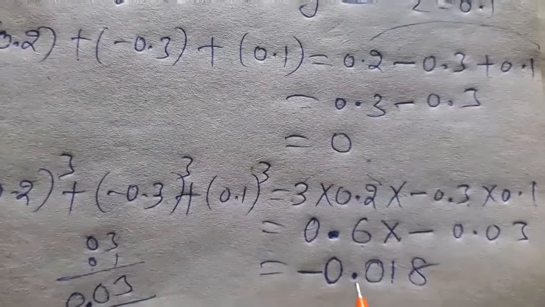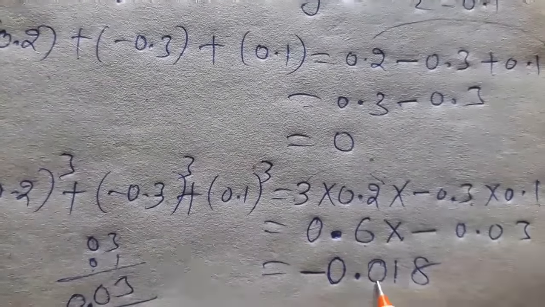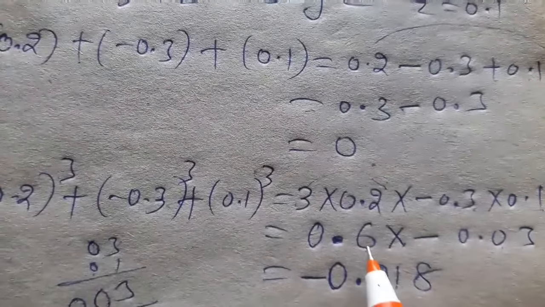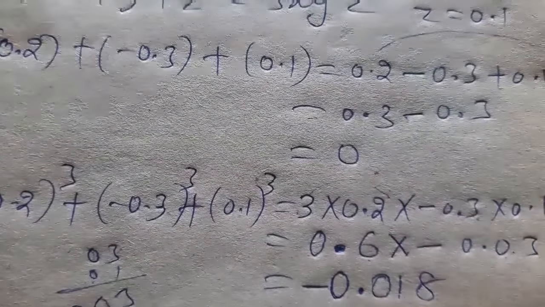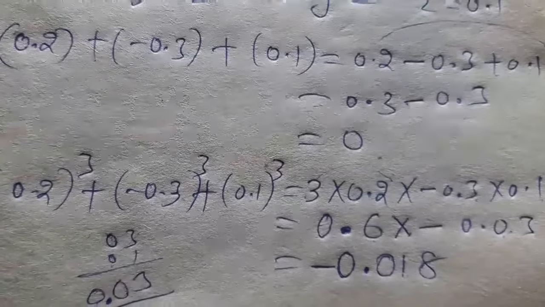See here, after the decimal point, how many digits are compulsory? 3. See here, after the decimal point 1, 2, 3. See here also 1, 2, 3, isn't it? Got it? So this is the answer of the given question.